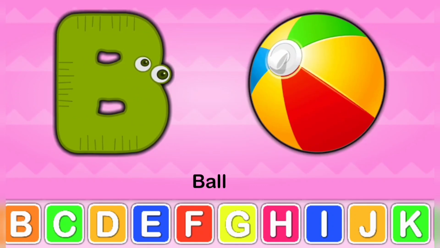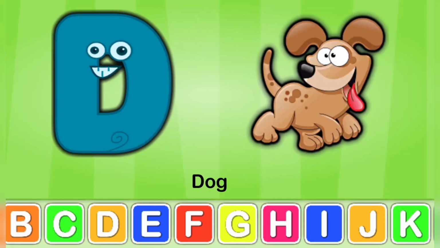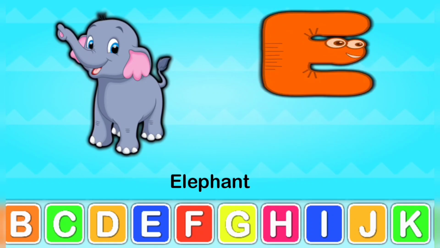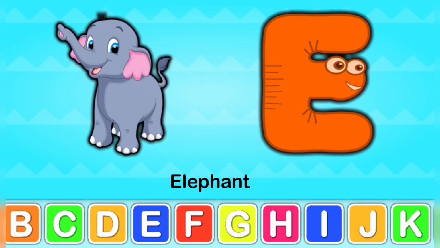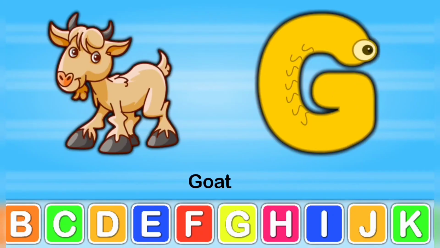B for ball. C for car. D for dog. E for elephant. F for fox. G for goat.